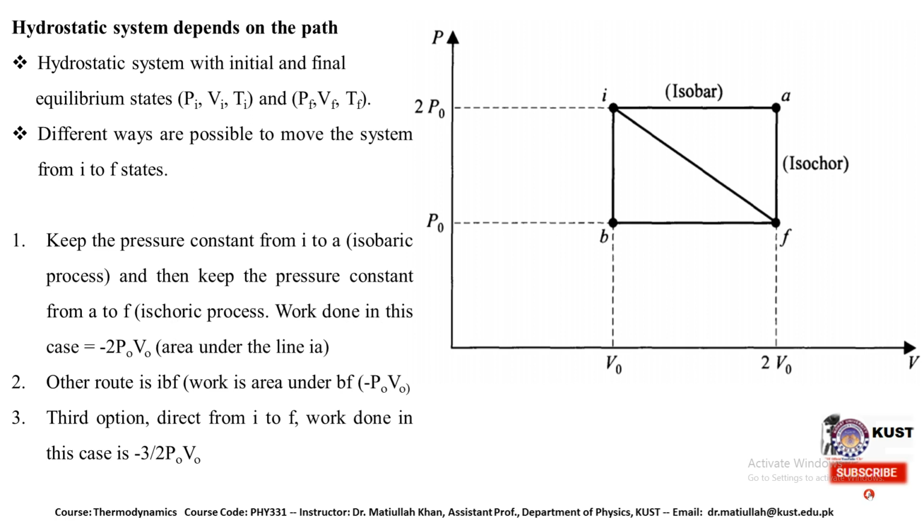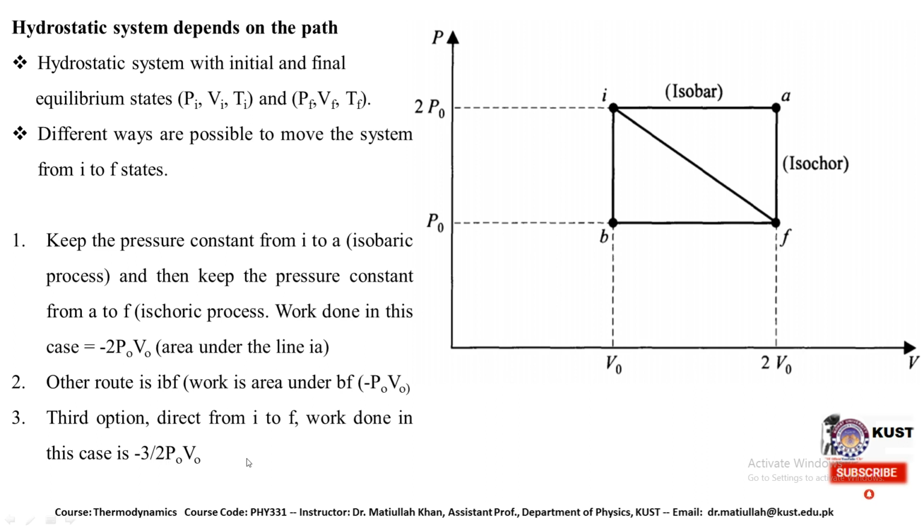The other possible way is that we take the system from I to B and then B to F. The work done in this route is given to be minus P naught V naught. And the third way is to bring the system from the initial position I to the final position F directly. The work done in this case is equal to minus 3 divided by 2 P naught V naught.